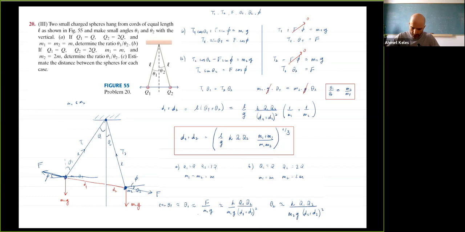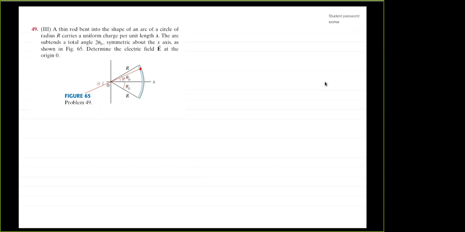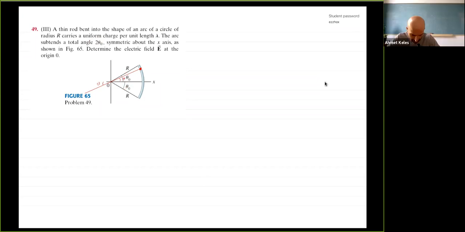All right, let's continue. So a thin rod is bent. Let me close this. A thin rod like this is bent into the shape of an arc of a circle of radius r and carries a uniform charge per unit length lambda. The arc subtends a total angle 2 theta, like this, theta, theta, 2 theta. And it's symmetric about x-axis as shown in the figure. Determine the electric field E at the origin here.